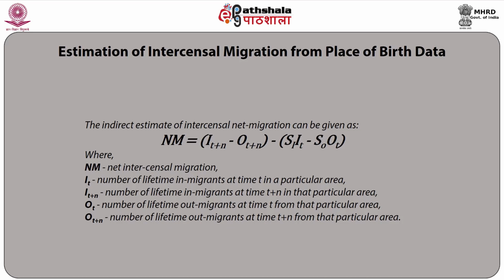The indirect estimate of intercensal net migration can be given as NM, net migration, equal to I(t+1) minus O(t+1) minus S_I I(t) plus S_O O(t), where NM is net intercensal migration, I(t) is the number of lifetime in-migrants at time t in a particular area, I(t+n) is the number of lifetime in-migrants at time t plus n in that particular area, O(t) is the number of lifetime out-migrants at time t from that particular area, and O(t+n) is the number of lifetime out-migrants at time t plus n from that particular area.